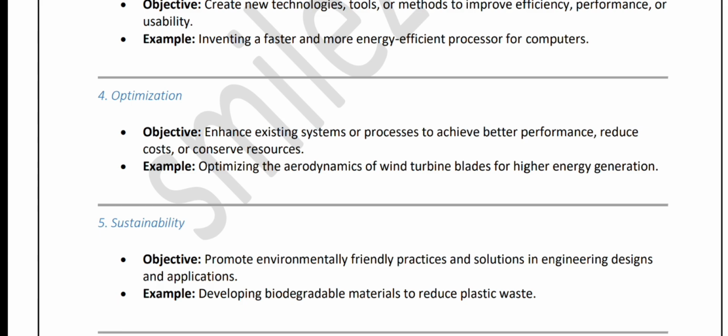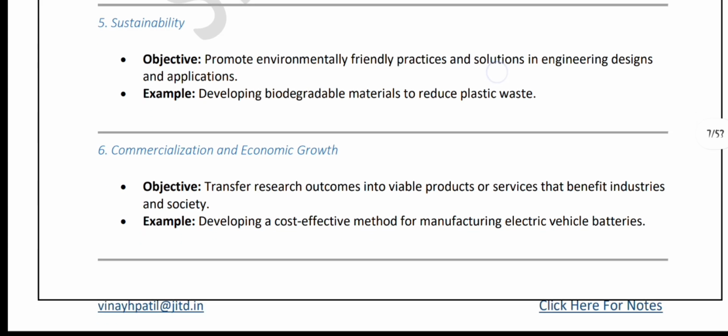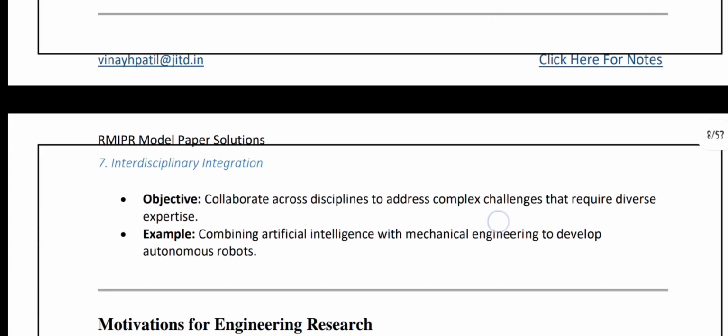In simple words, reduce costs and conserve resources. For example, optimizing the aerodynamics of wind turbine blades for higher energy generation. Sustainability objectives: promote environmentally friendly practices. Commercialization and economic growth: it is also easy to transfer research outcomes into viable products or services that benefit industry and society. So that is enough, guys.